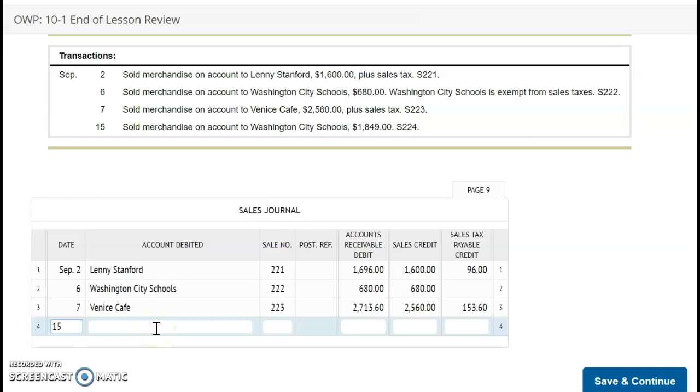Then we have the 15th, sold merchandise on account to Washington City Schools again. We learned earlier that Washington City Schools is exempt from sales tax, so we know that the bill is going to be the same in my accounts receivable debit and my sales credit. Okay, then you can move on to the on your own.